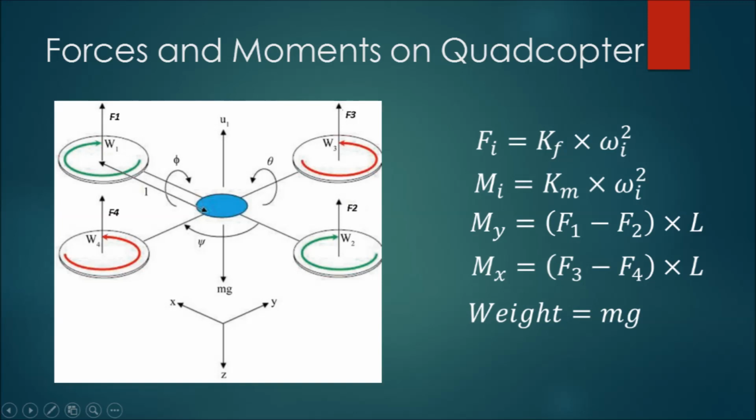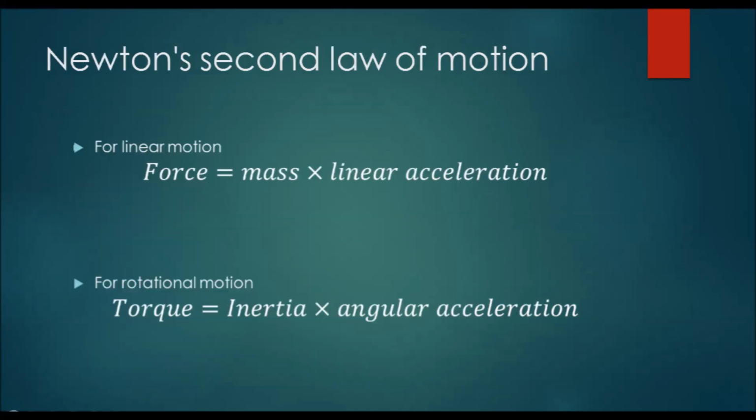Thrust produced by opposite pairs of propellers produces moments mx and my. This moment is given by the difference of forces multiplied by the length between the 2 propellers. And last but not least, the gravity force, which is always acting in the downward direction.